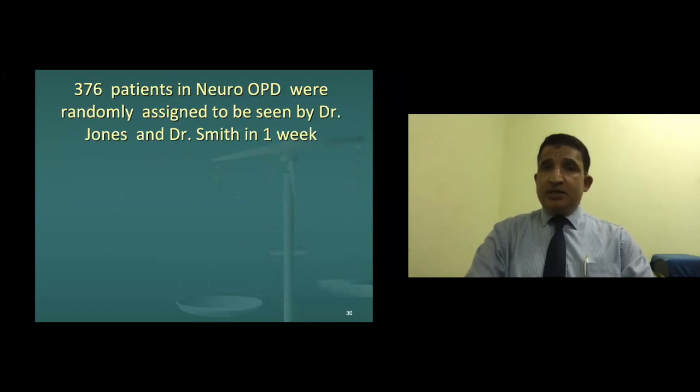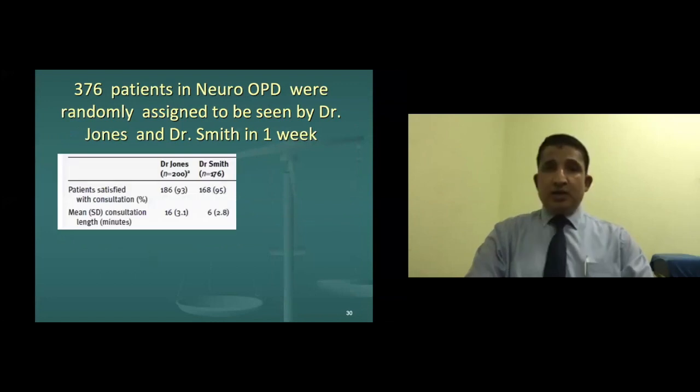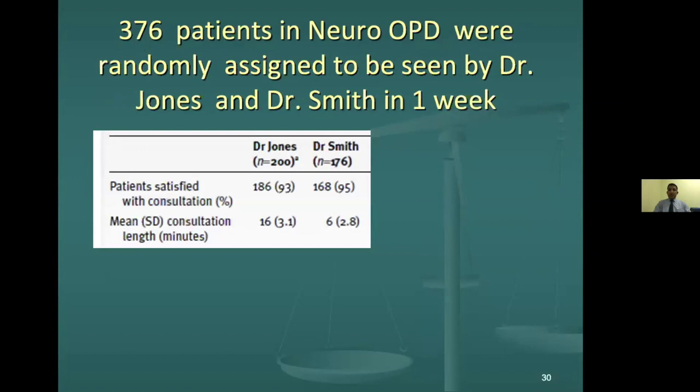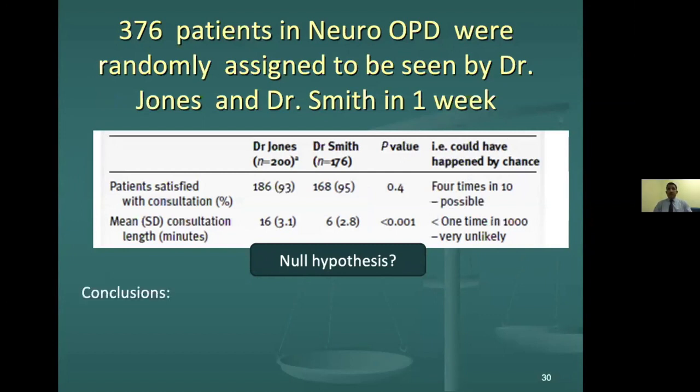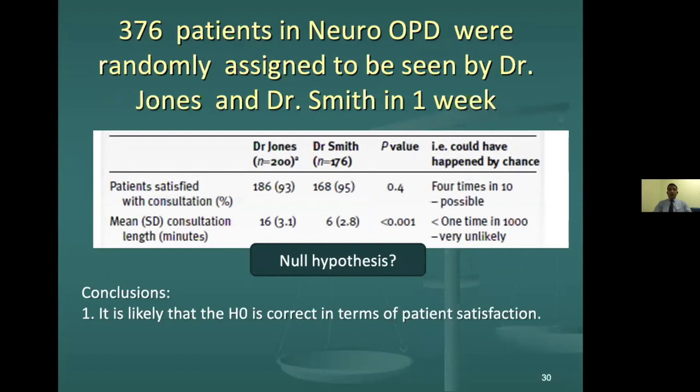Let's get that same example we saw again. So this was the result. First, we have the null hypothesis: there is no difference between Dr. Jones and Dr. Smith in terms of patient satisfaction and in terms of who sees the patient faster. Then we applied the t-test, and we found that the p-value is 0.4 for satisfaction, and for consultation time, the p-value is 0.001.